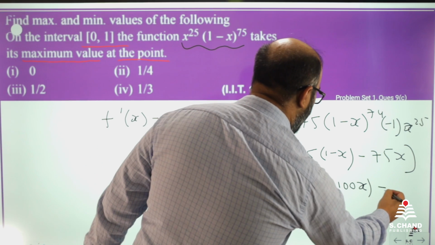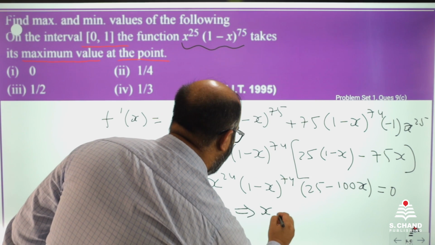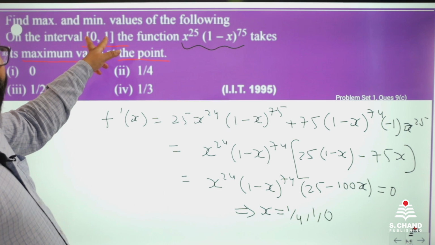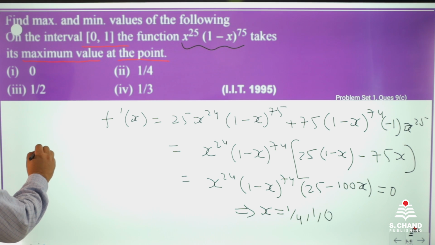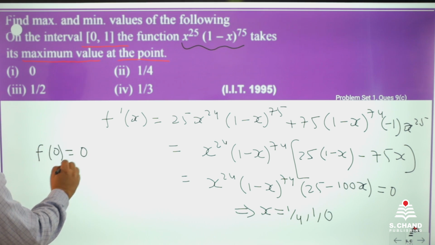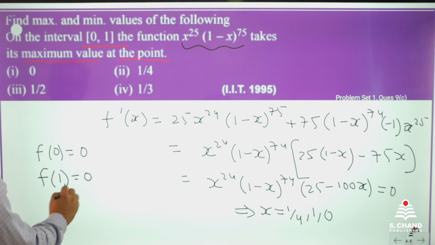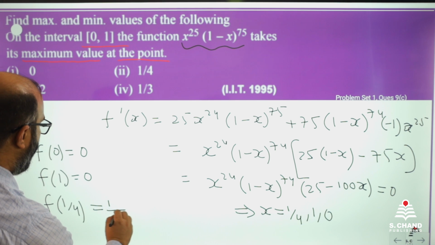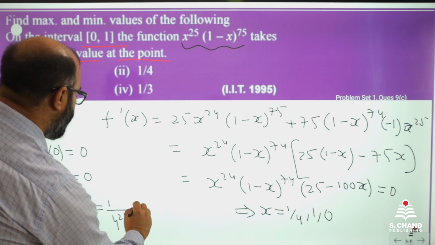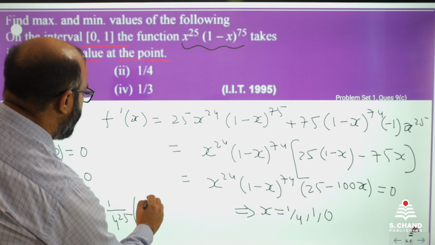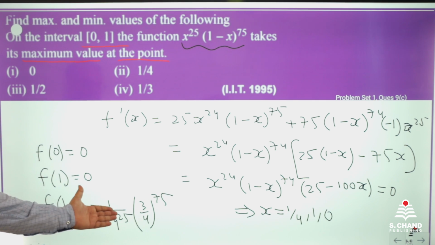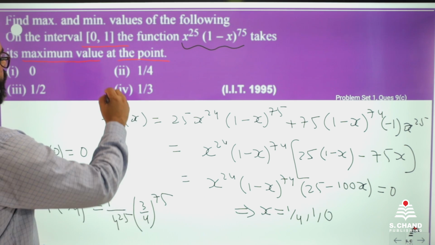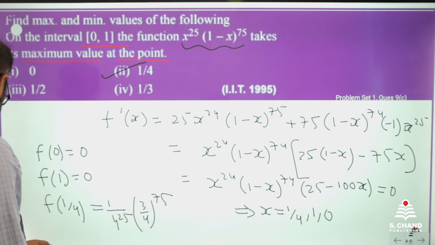Now equate it to 0. So what you are getting, x is equal to 1 by 4 and 1 and 0. So 1 and 0 are of course the end points, the extreme points here. The value of the function at 0 will be 0. Value of the function at 1 will be again 0. And value of the function at 1 by 4 will give you 1 by 4 to the power 25, and this will become 3 by 4 to the power 75. So of course this is the maximum value. 0 and 0 are the minimum value. So you are getting maximum value at 1 by 4. Let us come to the next question now.